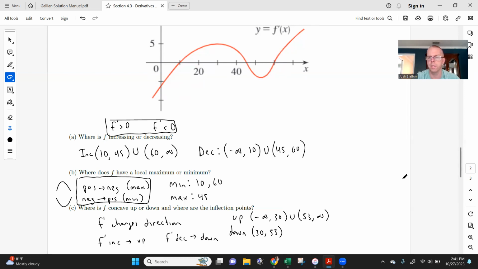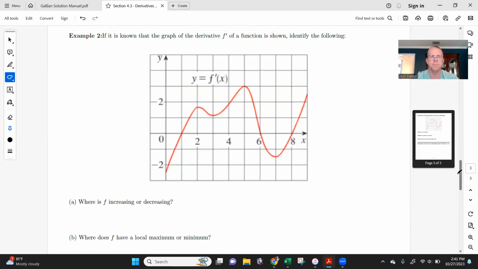So we're going to do another one of these, same questions, different graph. So we have the graph of F prime, and we're going to identify the same things. I won't write the notes again, but F prime is positive, F prime is negative. So if it helps, write that every time. And I would suggest writing it every time until you just know it without having to think about it.